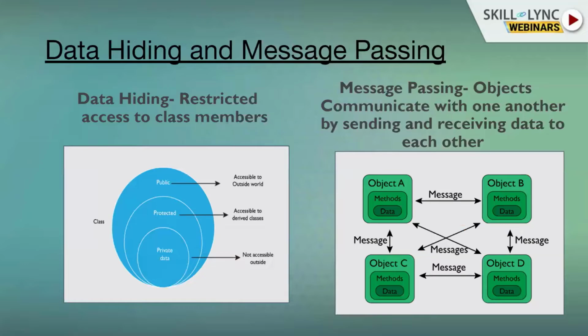4 classes communicate to each other using 4 objects. That is, class A has object A, class B has object B, class C has object C, and class D has object D. And these methods and data members are modified using the objects. Other classes try to manipulate the data of other classes using message passing. They pass the data or the messages through message passing.